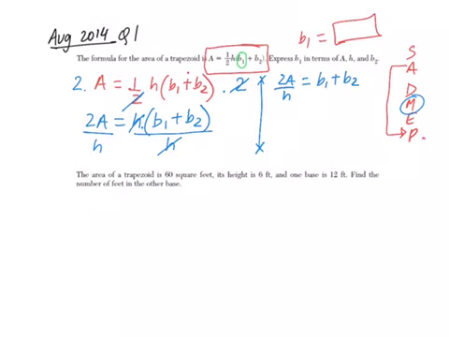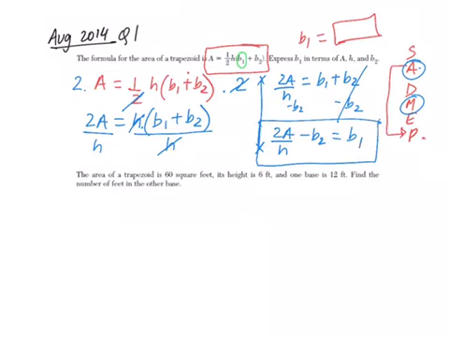We need b1. Now what do we see? At this step we can drop the parentheses because it's just b1 and b2. So now we have an addition. What's the opposite of addition? Subtraction. So let's subtract b2 on both sides. What do we get? b1 is 2A over h minus b2. So that's our expression. If you keep running through SADMAP, you'll finally get a correct answer. Okay? Now let's try the second one.